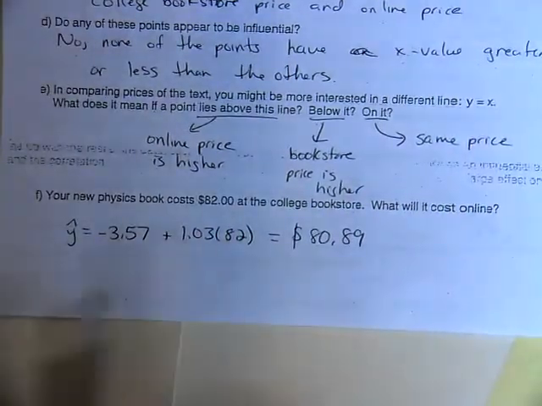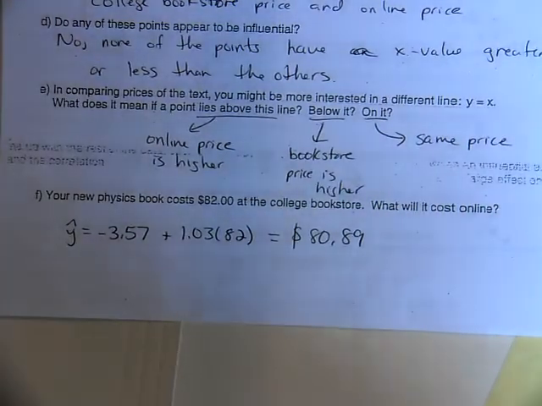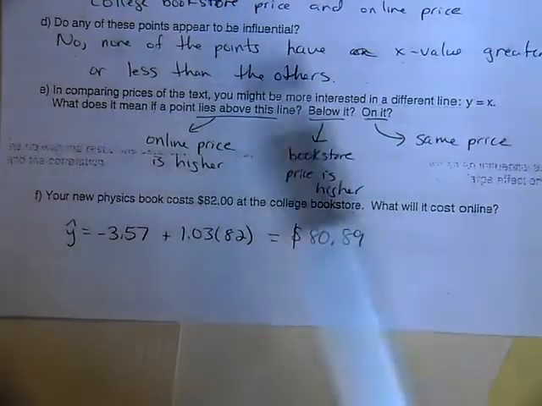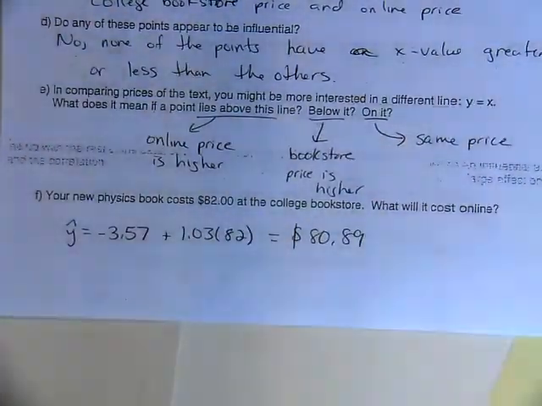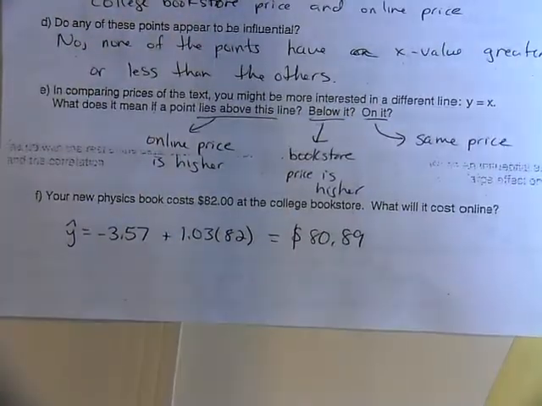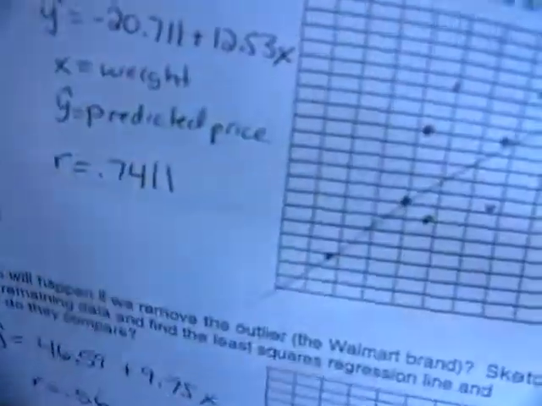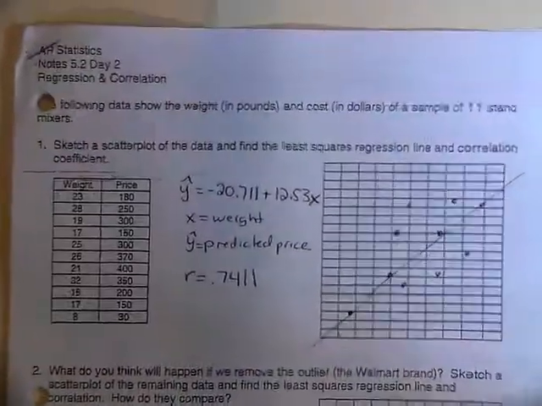And then we have them put the new physics book, see what it would cost online. So a lot of this, besides D and E, most of this you should be able to already do on a quiz or a test from 5.1 and 5.2. So that's it for 5.2 Day 2 with more correlation and more regression.